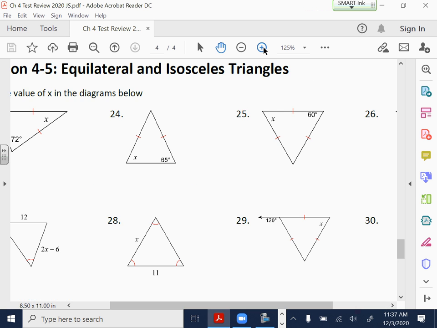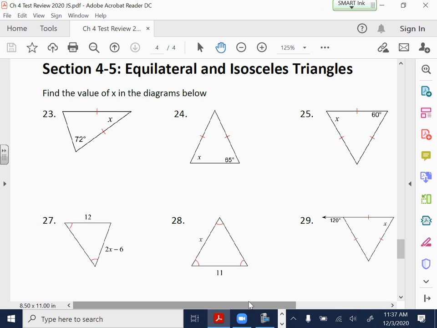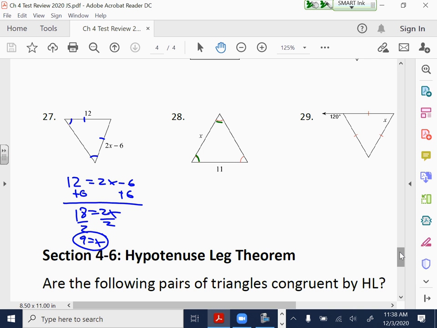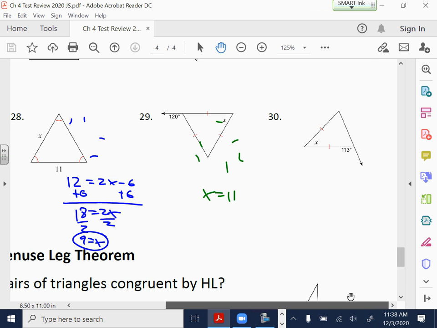Let's zoom in here, make this a little bit bigger. Number 27, again, we know the base angles are congruent, which means I know the sides are congruent. So 12 is equal to 2x minus 6. So add 6. 18 is equal to 2x, divide by 2, we have 9 is equal to x. Over here, all the angles are congruent, which means all the sides are congruent, so it's equilateral, which means x has to be 11. So all the sides have to be congruent to each other.